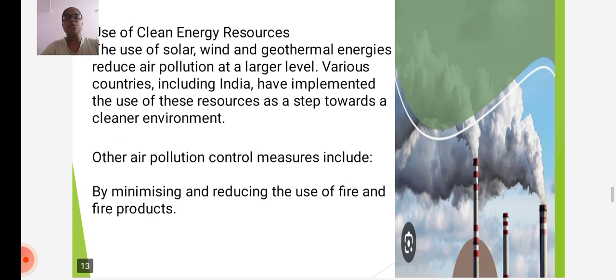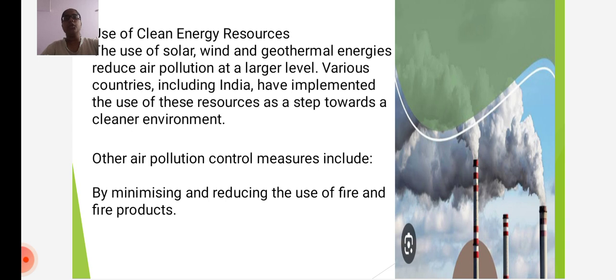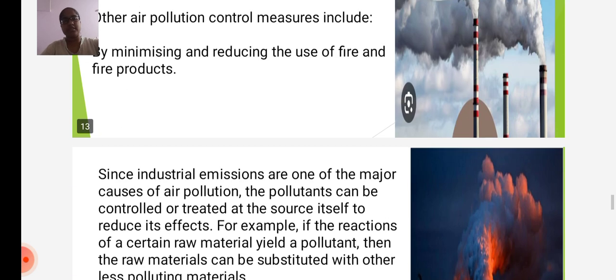And the third thing is use of clean energy resources. The use of solar, wind, and geothermal energies reduces air pollution at a larger level. Various countries, including India, have implemented the use of these resources as a step towards a cleaner environment. The other air pollution control measures include minimizing and reducing the use of fire and fire pollutants.